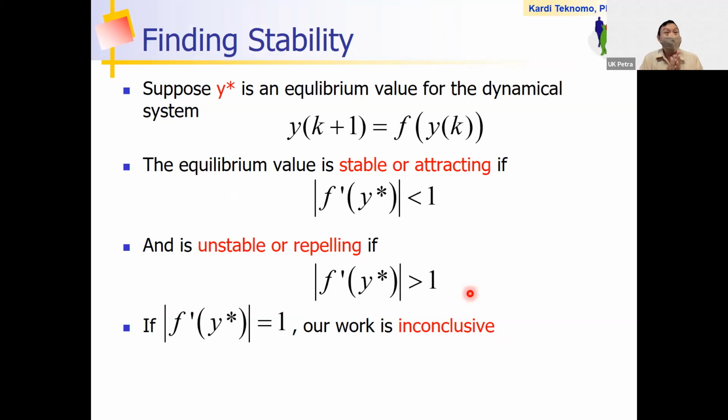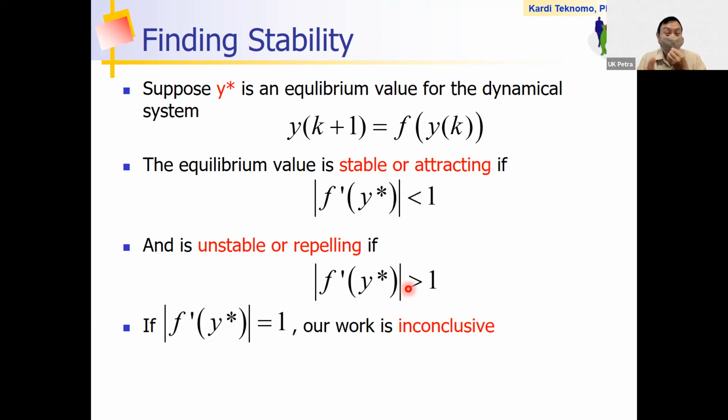Now, you already know how to find the solution and how to get the equilibrium. Now how do you get the stability? Suppose y star is the equilibrium. Let's put that into this kind of system. An equilibrium is stable or attracting if, look at this, you put it into the function and use calculus: you take the first derivative and then put in that y star value. So you need to calculate the equilibrium value first. Then you check the absolute value. If it is less than 1, then it's stable. If larger than 1, then it's unstable.